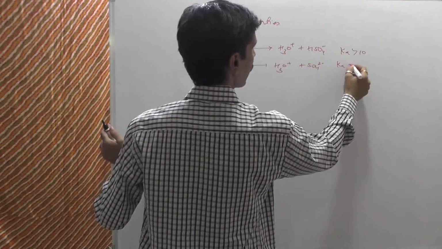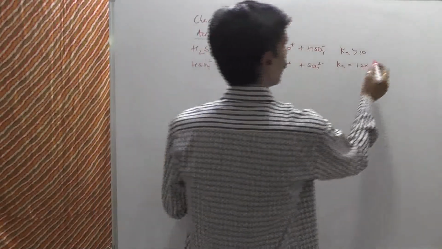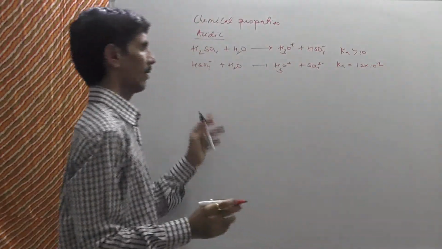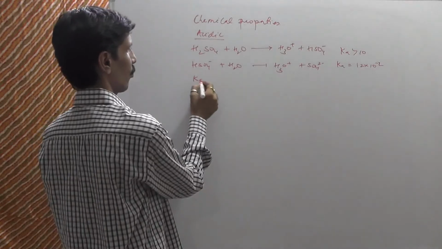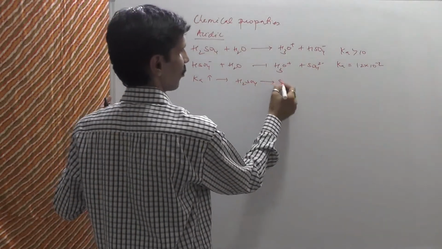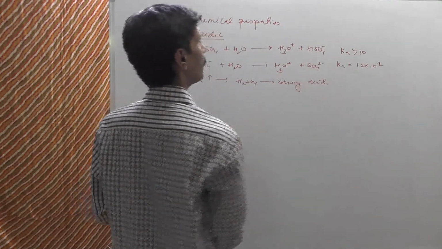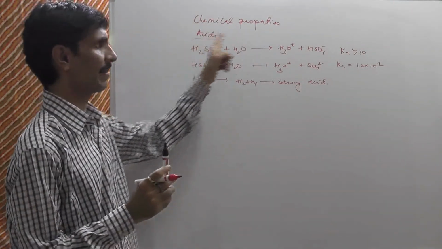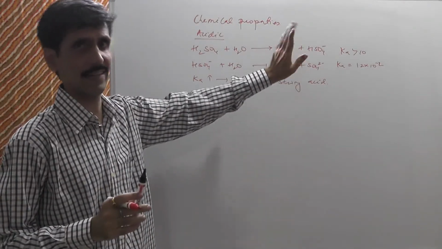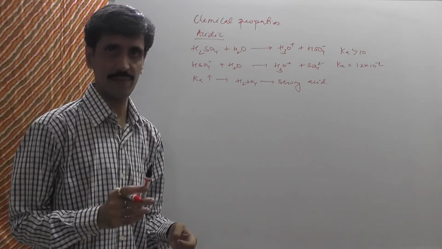Here the Ka value is around 1.2 into 10 raised to minus 2. Now it is very clear that the Ka value is going to be high and therefore we say that H2SO4 is a strong acid. Also, the release of the first proton is much easier as compared to the release of the second proton. This can also be concluded from this particular observation.